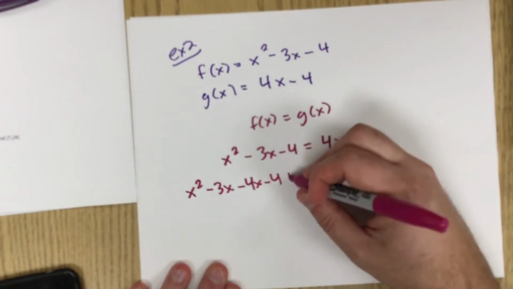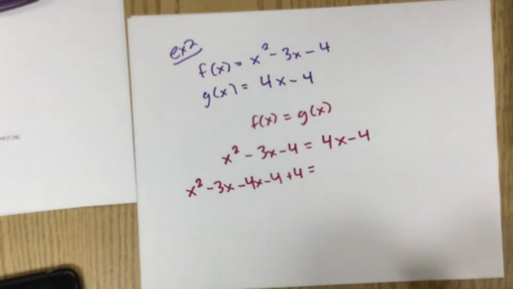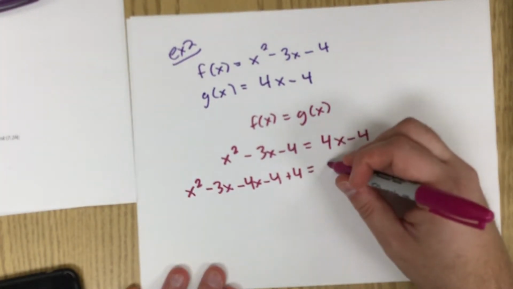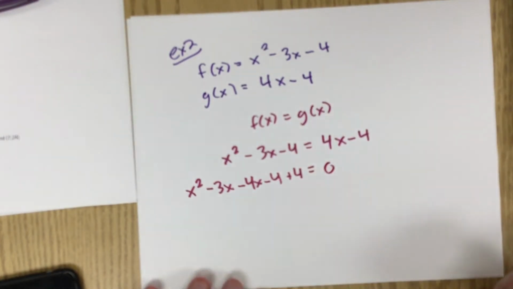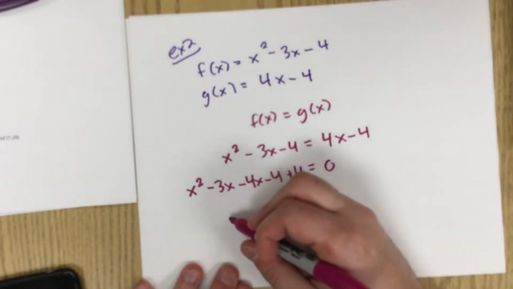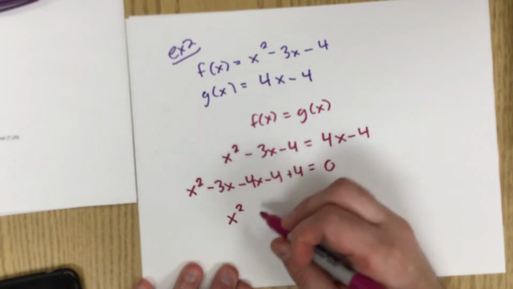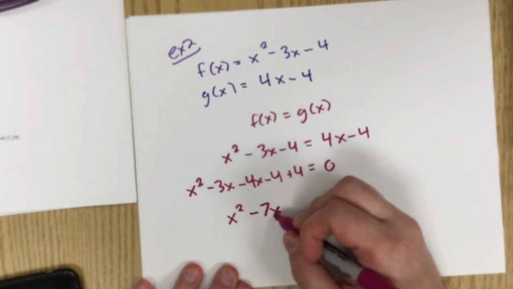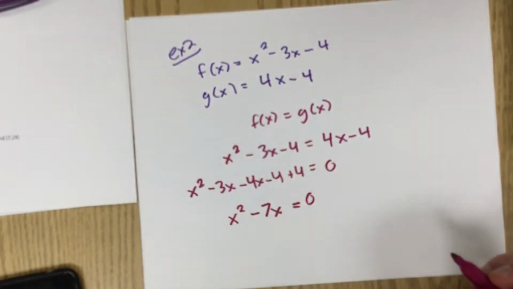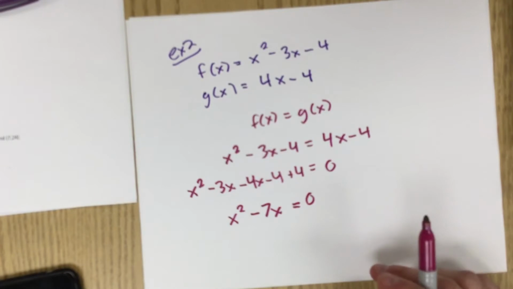The negative 4 goes to this side and becomes plus 4. And now that's equal to 0. So overall, that's going to give us x squared minus 7x equals 0. And there's going to be two solutions to that one.